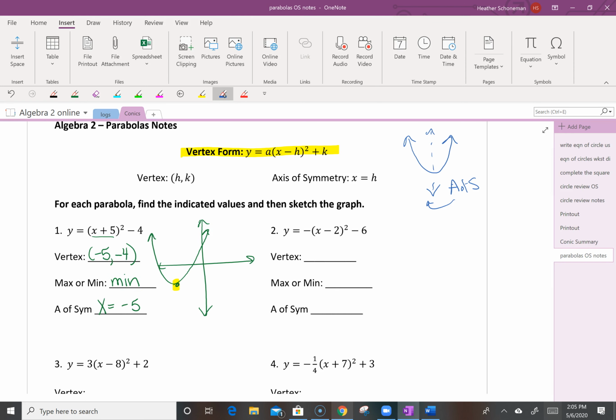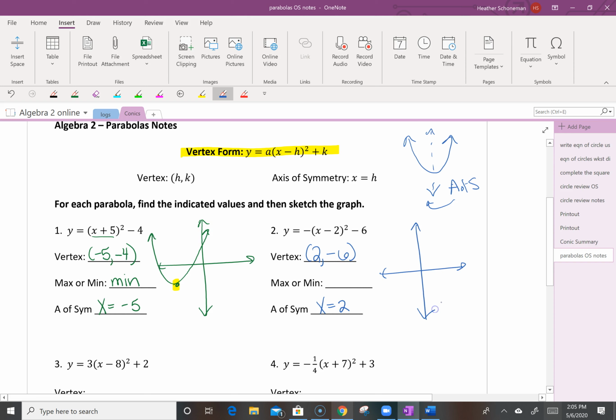Okay, let's do this again for number 2. The vertex, this negative in front doesn't do anything to the vertex. So the vertex is +2 because you change the sign of the x, but keep the sign of the y, -6. The axis of symmetry, x equals 2.